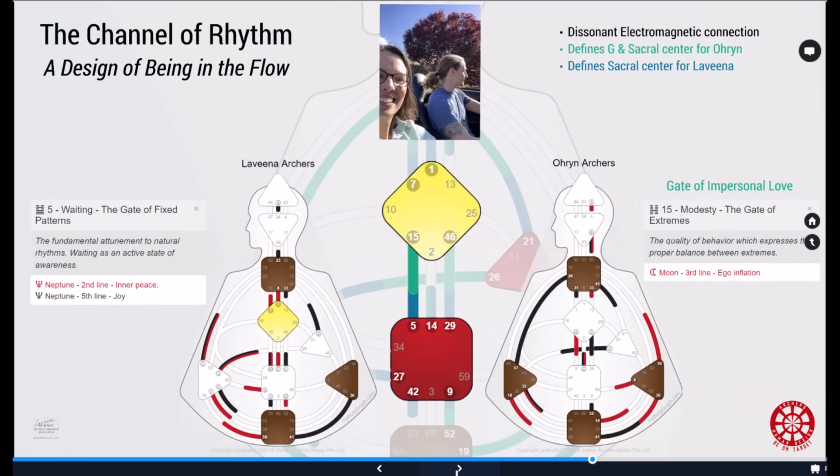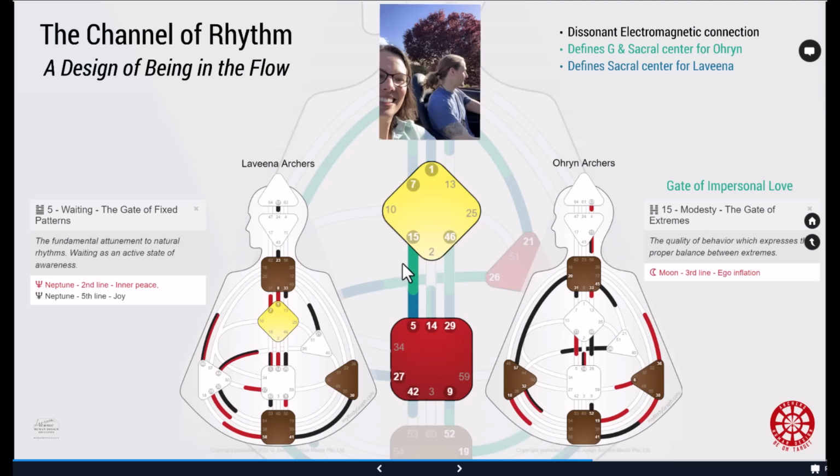Okay, so channel of rhythm, design of being in the flow. Lavina, your inner peace and joy is activated by Orin's ego inflation. So what happens because of this dissonant electromagnetic connection, which defines the identity and direction for Orin, defines the energy resource for Lavina, is that your rhythms may be really off kilter sometimes. And Lavina, you need to be careful not to go into Orin's extremes of his flow, and pay attention to doing the things that you know bring you comfort, your little patterns, rituals, and routines. Don't let him pull you to stay up really late at night. You know that's not good for you, that kind of thing.